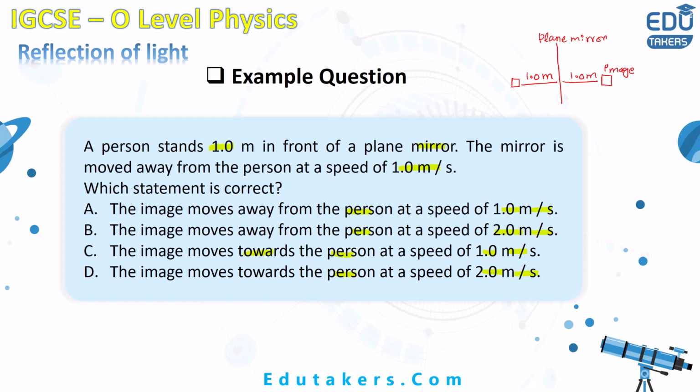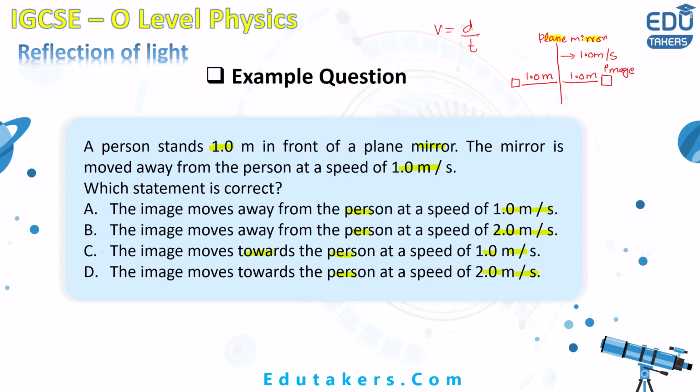So it's given that the mirror is moved away from the person. Now what's happening here? This plane mirror is basically moving away from the person, which means that it's moving towards the right. And its speed is 1.0 meter per second. Then which statement is correct? So you can see in this figure the plane mirror is moving away from the person at the speed of 1.0 meter per second. You know that speed is equal to distance over time.